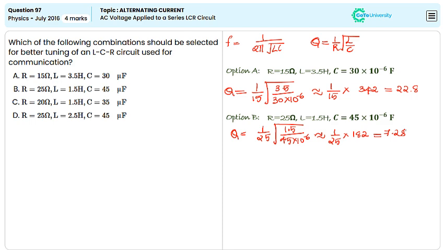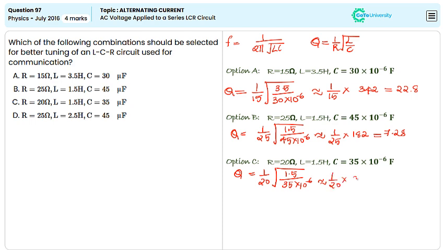Now let us check option C, where R is 20 ohm, L is 1.5 H and C is 35 into 10 to the power minus 6 farads. We get Q is equal to 1 by 20 square root of 1.5 by 35 into 10 to the power minus 6, which is approximately equal to 1 by 20 into 207. We get 10.35.